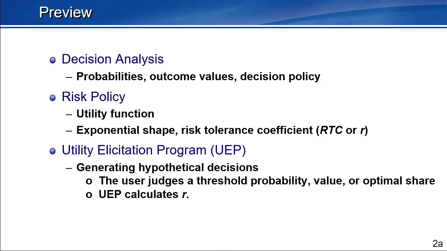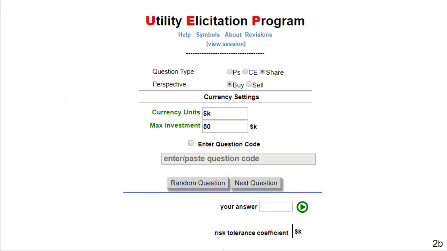From the answer, UEP calculates R. The decision maker repeats the process until R reasonably converges. The UEP user interface is a common web browser. Here's a view of the initial screen.